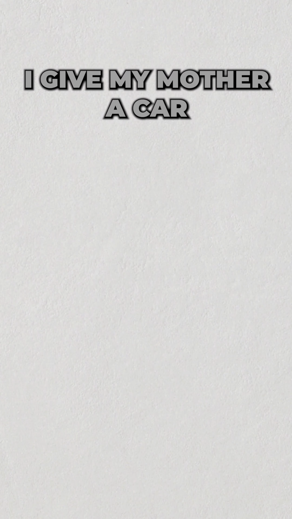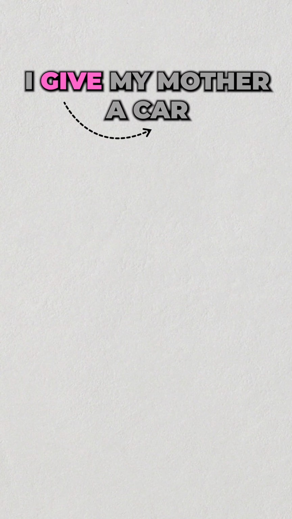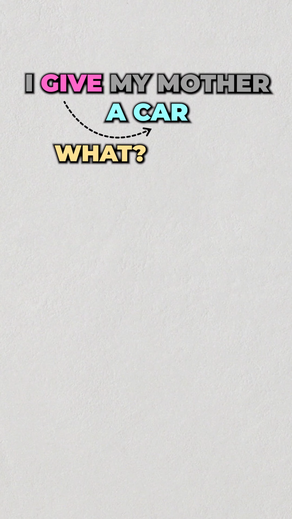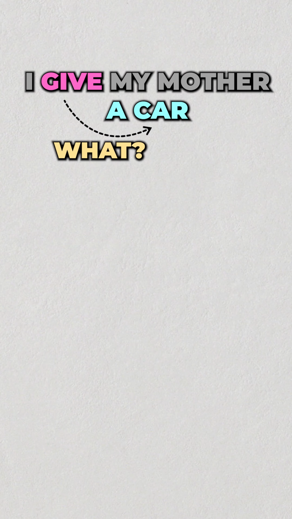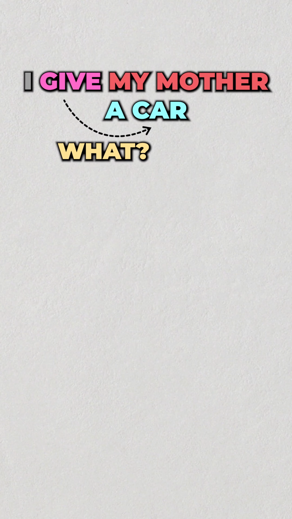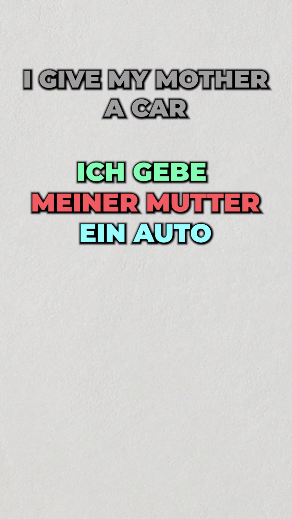For example, I give my mother a car. In this case, we have an action of giving, and the noun that is directly connected to it, so answers the question, what is the car? And the mother would be the one who receives the car, so she's still connected to the action but not directly. So the mother would be in the dative case, and the translation would be Ich gebe meiner Mutter ein Auto.